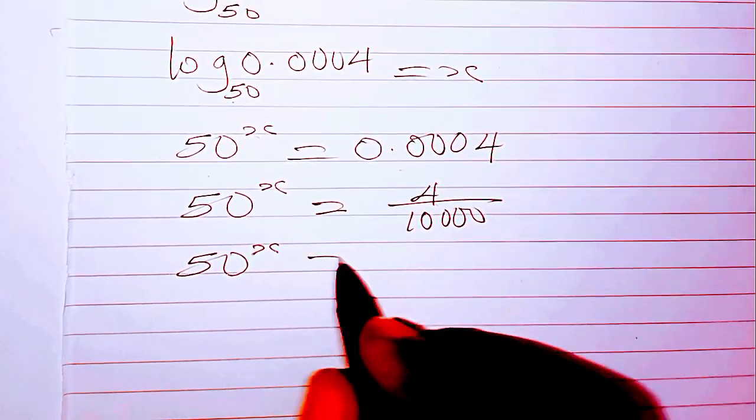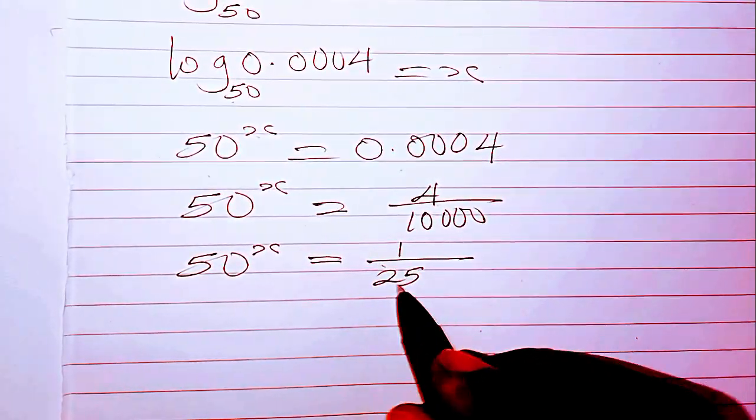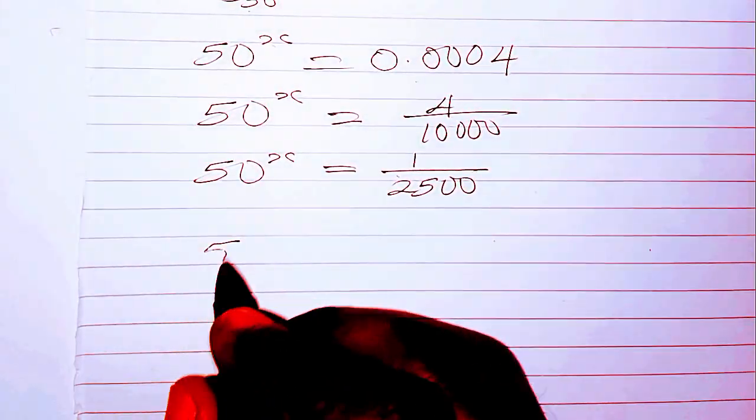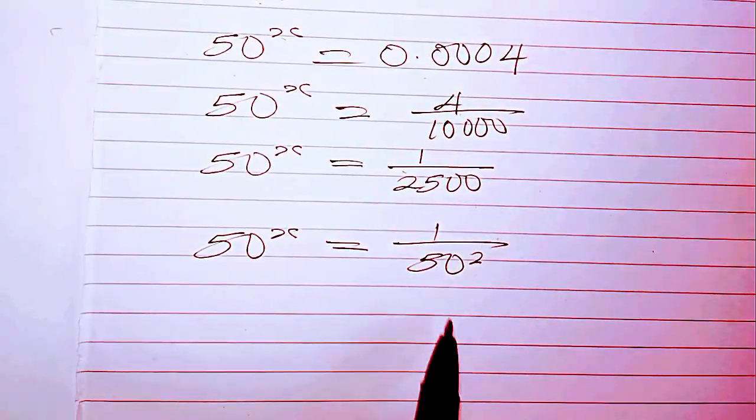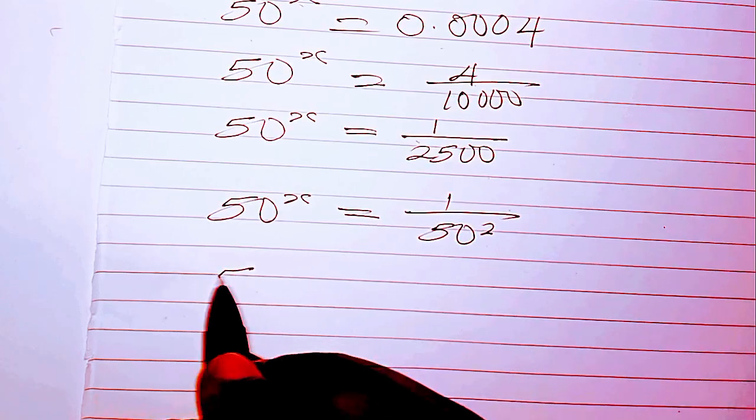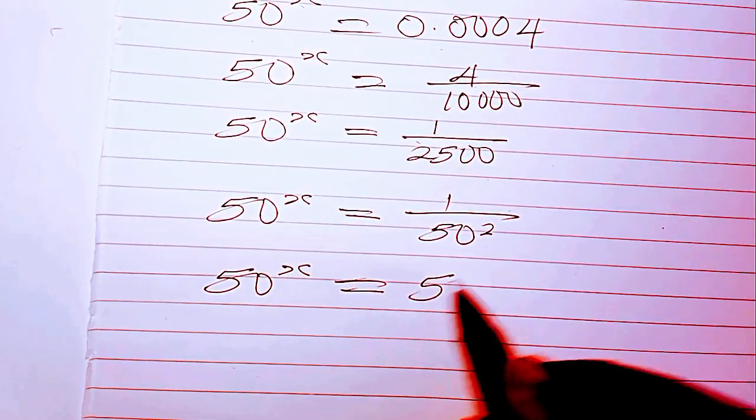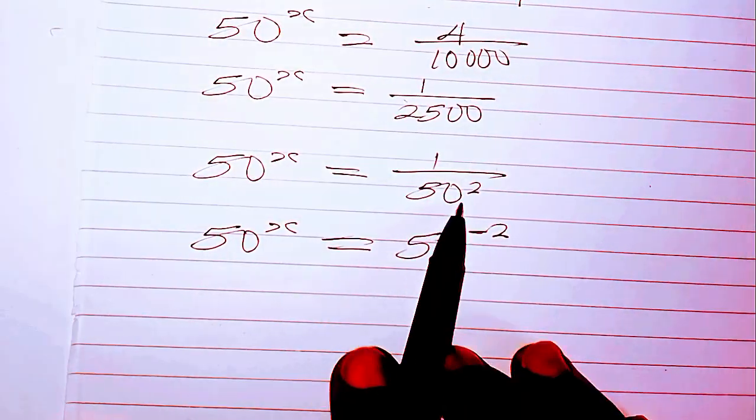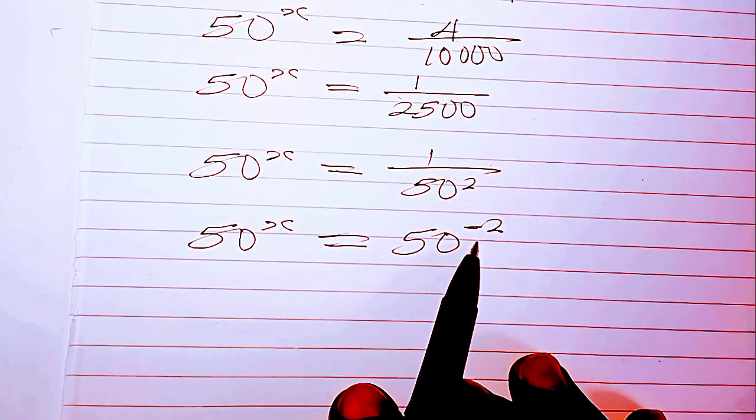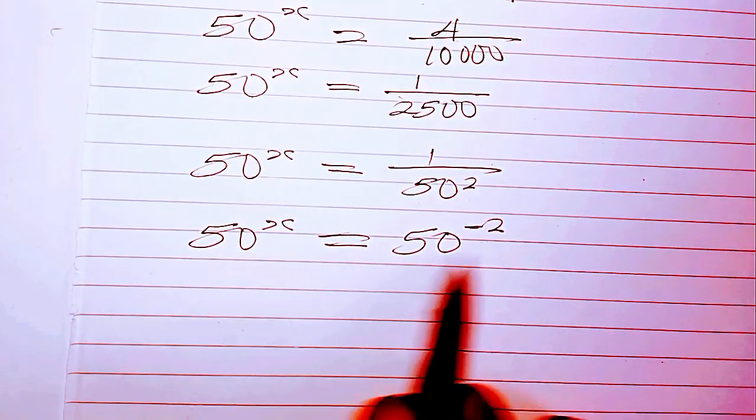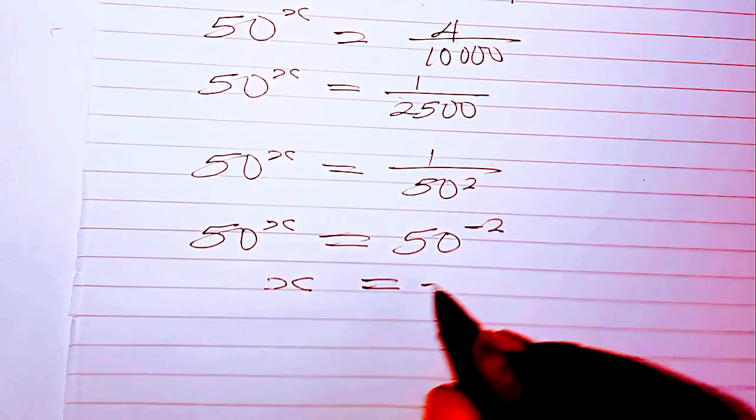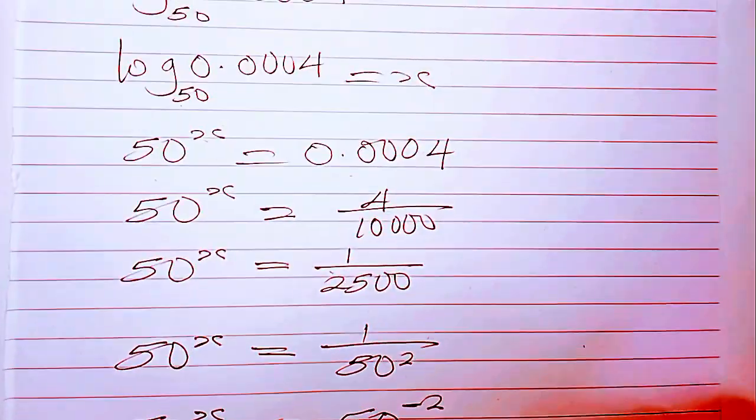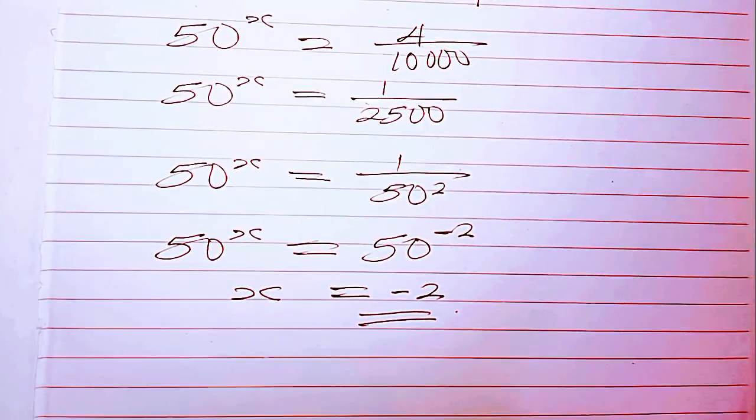Here is 50 raised to the power of x equal to 1 over 2500. And then here is 50 raised to the power of x equal to 1 over 50 squared. 2,500 is 50 squared. And then this can as well be written as 50 raised to the power of x equal to 50 raised to the power of minus 2. That's 1 over 50 squared is the same thing as 50 raised to the power of minus 2. And then we can see that the bases are equal, therefore the powers can be equated. So equating the indices, our x becomes minus 2. So evaluating log 0.0004 base 50 is going to be minus 2. That is the answer to such a question.